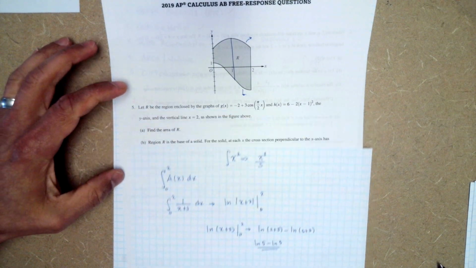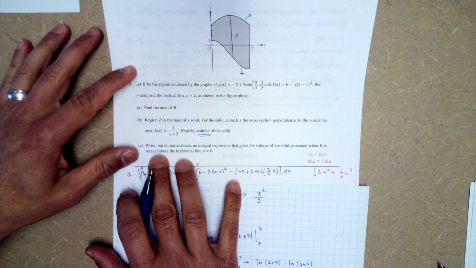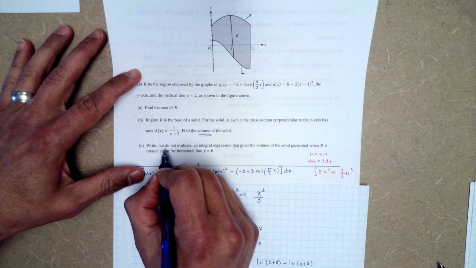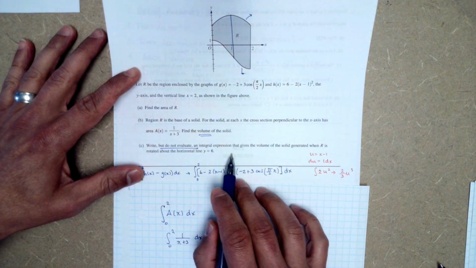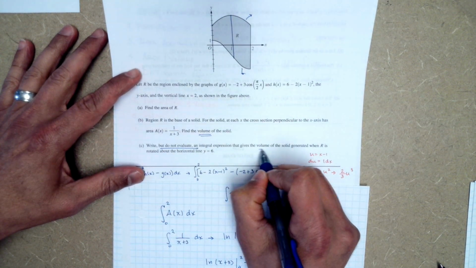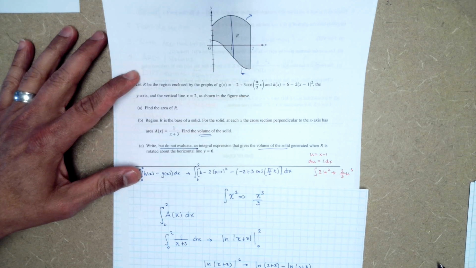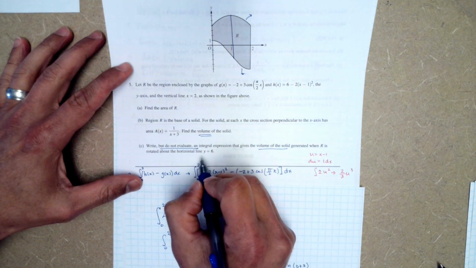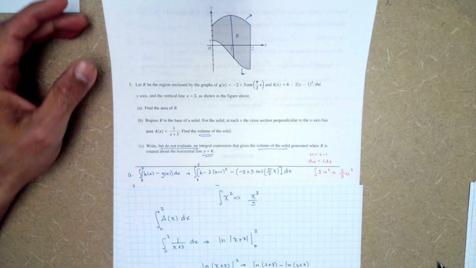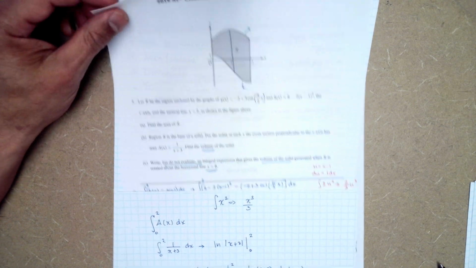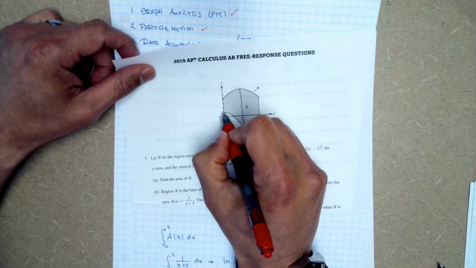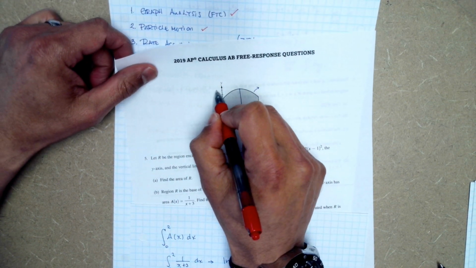All right, and the last one, it says write but do not evaluate. I love those. An integral that gives the volume, you see that, of the solid generated when R is rotated about the horizontal line y equals 6. All right, so this one we kind of got to think about it a little bit. So 6 is 1, 2, 3, 4, 5. 6 is over here.